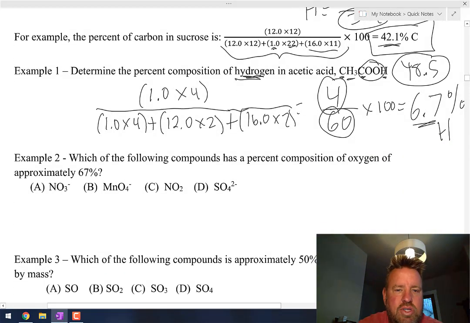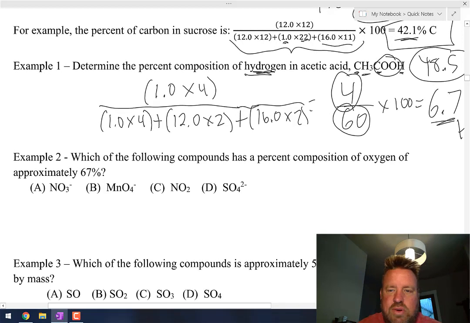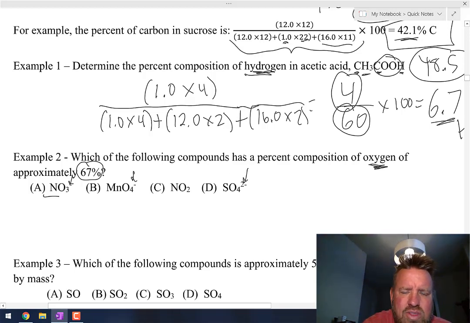Okay, example 2. Which of the following compounds has a percent composition of oxygen of approximately 67%? Here's a multiple choice question where I don't know what the right answer is. Here it's really a guessing game. 67% is about 2/3. So I'm just going to choose a random answer. I'm going to start at A and ask, what is the mass of the oxygen component? Oh, there's this negative. What do we do with those negatives?